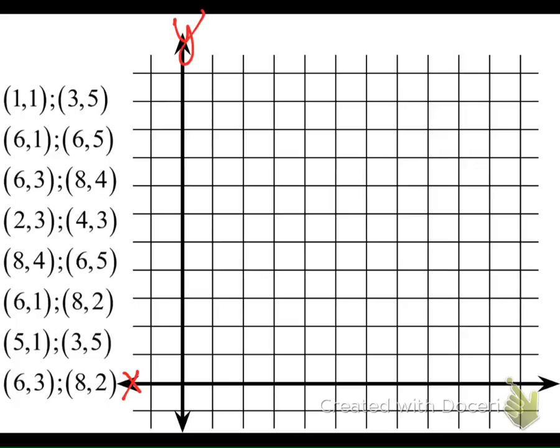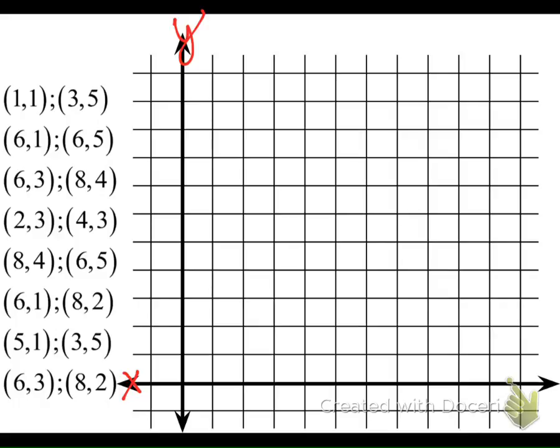And now I'm going to go ahead and plot my points, or my ordered pairs. So I'm going to do the first couple with you, and then I'll let you guys go. The first ordered pair is going to be 1, 1. Remember, we plot the x, then the y. So I start at the origin, so tell me what to do, Isaiah. No, start at the origin, tell me what to do.